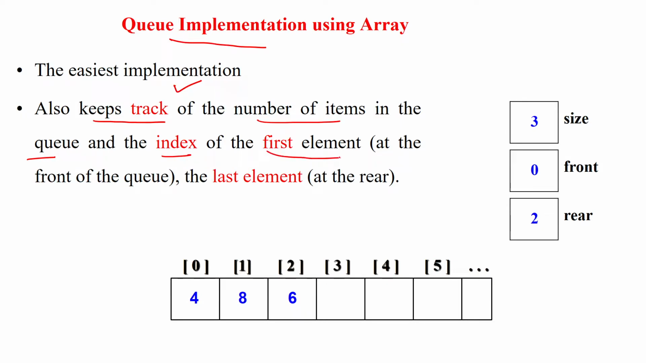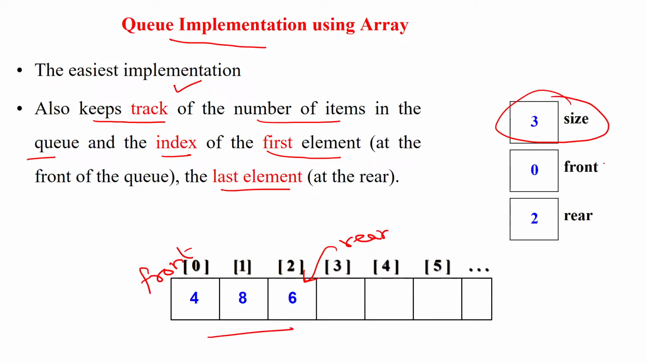The first element is denoted by the front variable, and the last element is denoted by the rear variable. Here the size of the queue is given: the size of the queue is 3 elements. The front pointer index value is 0, and the rear pointer index value is 2. This is the representation of the queue.